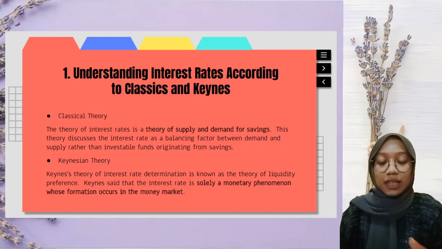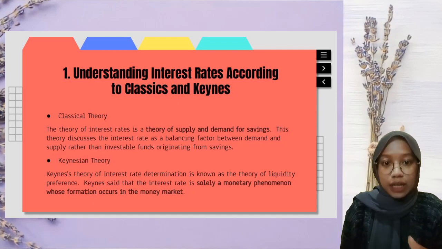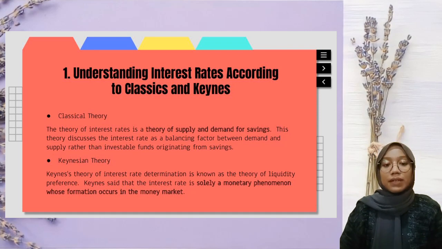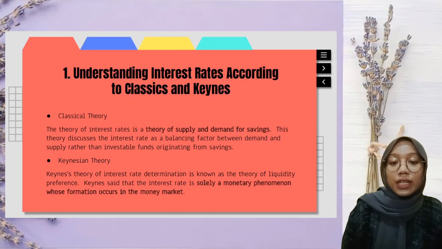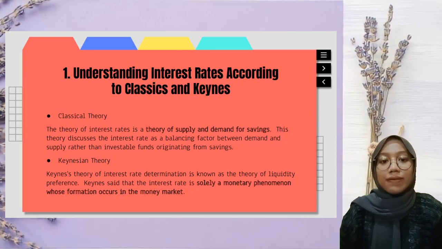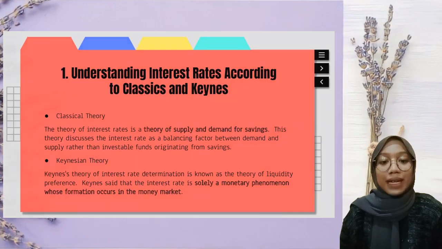And Keynesian theory. Keynes' theory of interest rate determination is known as the theory of liquidity preference. Keynes said that the interest rate is solely a monetary phenomenon whose formation occurs in the money market.